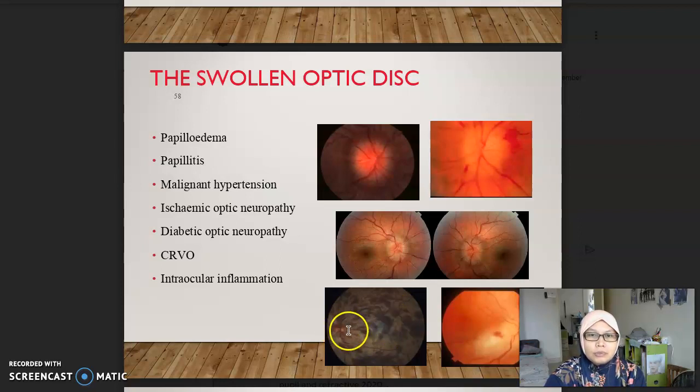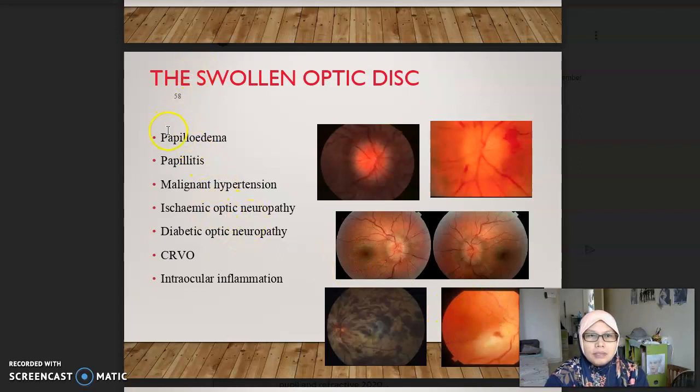And then you go to this picture, you cannot see the optic disc. It has been obscured, it's swollen. And you see a lot of black patches. Actually, these are all blood. So what is this? This is central retinal vein occlusion. We will go to that later in the other lectures.